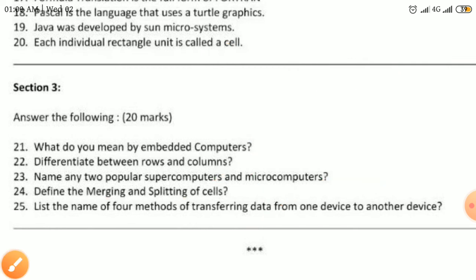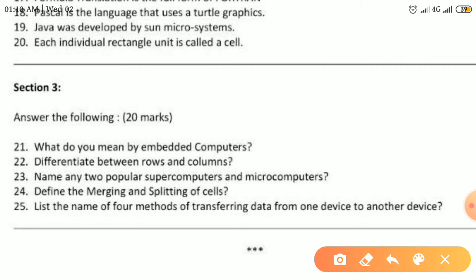Now for the last one, 25th, list the name of 4 methods of transferring data from one device to another device. Now, my dear students, this 25th question was not from the exercise 1. It is from the inside of the book. Okay. Now, I told you 50% from the inside and 50% from the outside one. So, this is from the inside one, and this is the question of your first chapter. 4 methods only you had to write down.